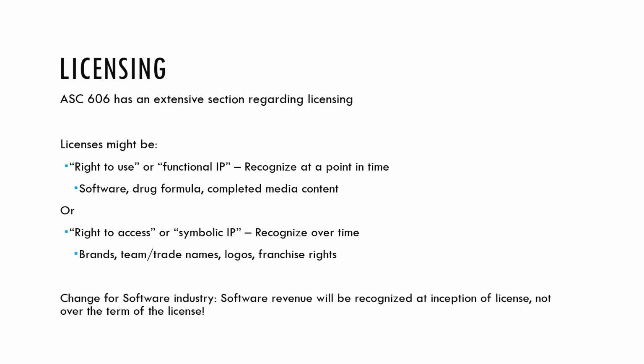Or it could be a right to access, or what they call symbolic IP, things that you would recognize over time: brand names, trade names, logos, franchise rights, that kind of thing. This is a bit of a change for the software industry in particular. It's very possible for software companies now who are under SOP 97-2 have to defer a lot of the revenue costs to recognize the revenue cost for software at the inception of the license, not over the term of the license. That is a big change.